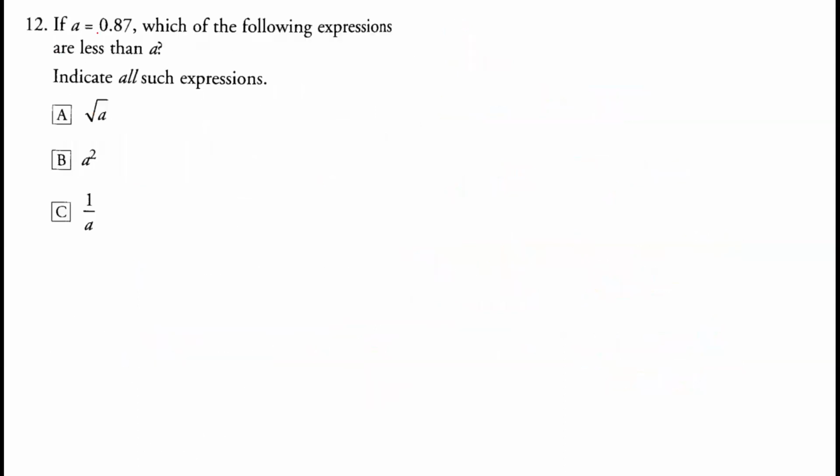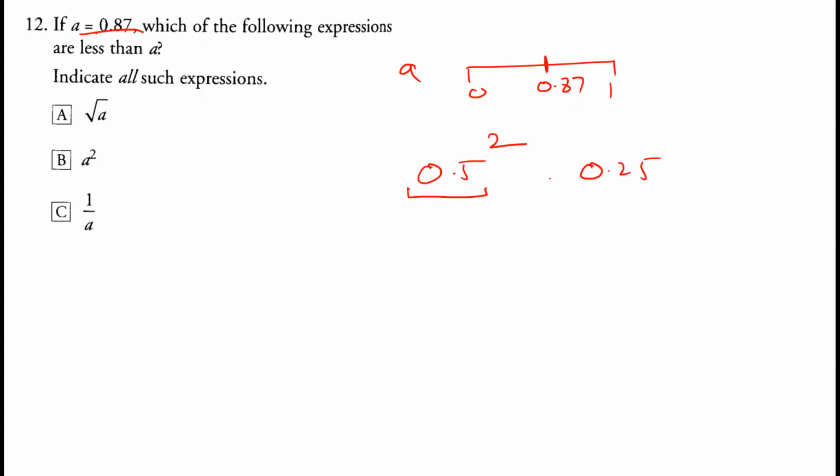Now if A equals 0.87, which of the following expressions are less than A? Again, we need to understand that A is a number between 0 and 1. It's 0.87. We have observed initially as well, for example, if we have 0.5, it is a number between 0 and 1. It's a decimal number. So if you square this number, it will become 0.25.